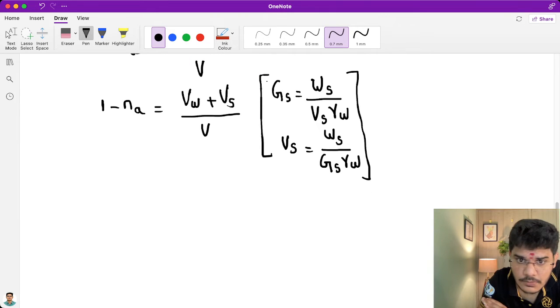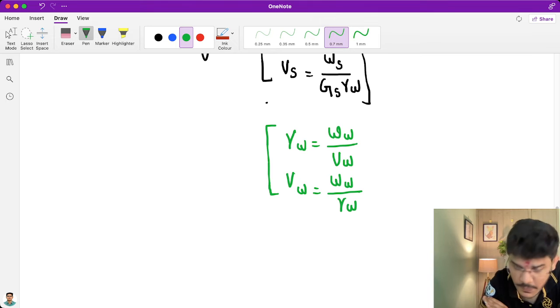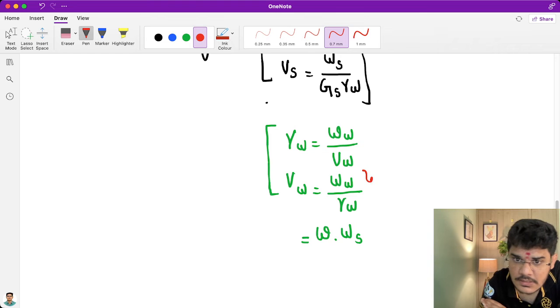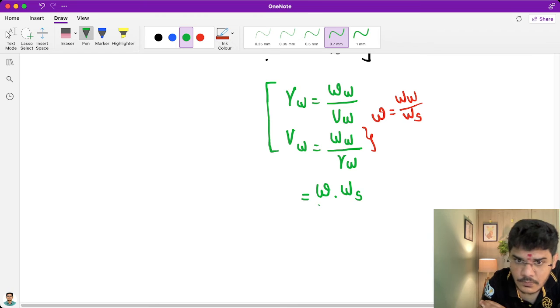Also, unit weight of water is equal to weight of water to the volume of water. Now volume of water is equal to weight of water by gamma w. And weight of water is also equal to water content into weight of solids, since water content is equal to weight of water to the weight of solids. So in place of weight of water we can write water content into weight of solids, here it will be gamma w.